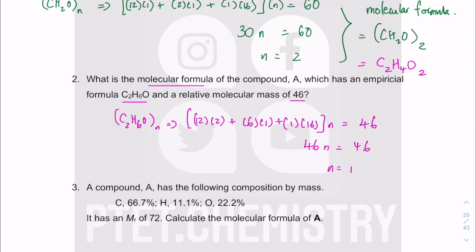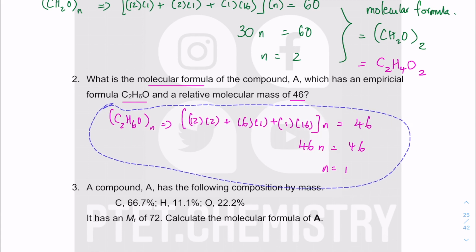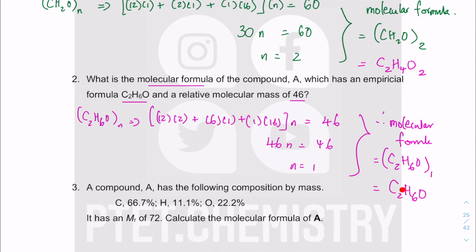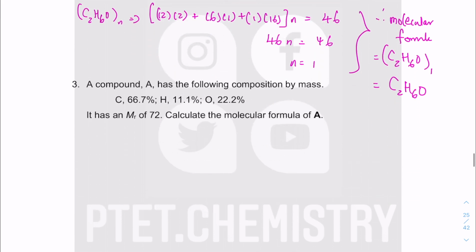And when N is equal to 1, that means the empirical formula is just multiplied by 1 unit. So therefore, it's exactly the same as the empirical formula. And it's not too surprising, because that could happen. When it's just 1, whatever is multiplied by 1 is itself. So the empirical formula here is exactly the same as the molecular formula. Okay, so it all comes down to the molecular mass.